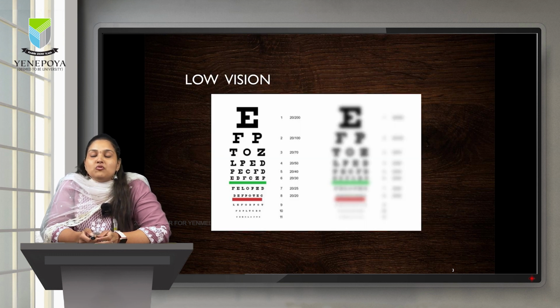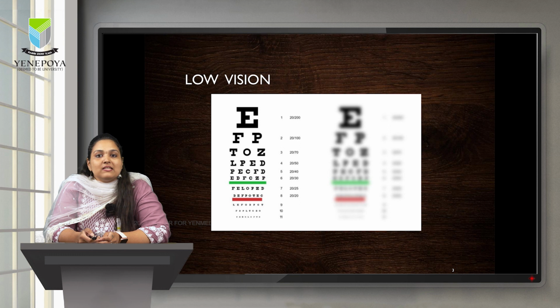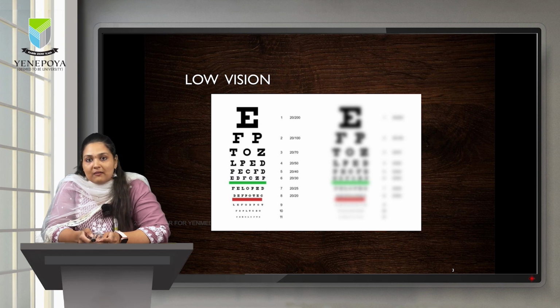When we come to what is low vision, according to the definition of WHO, low vision is a condition where a patient has a visual acuity of less than 6/60 and a visual field of less than 20 degrees in the better eye, and is not correctable with any spectacles, contact lenses, or any surgical or pharmaceutical means. But I would like to add some other things.